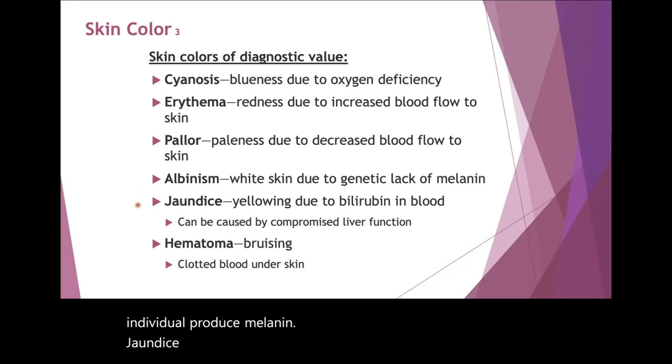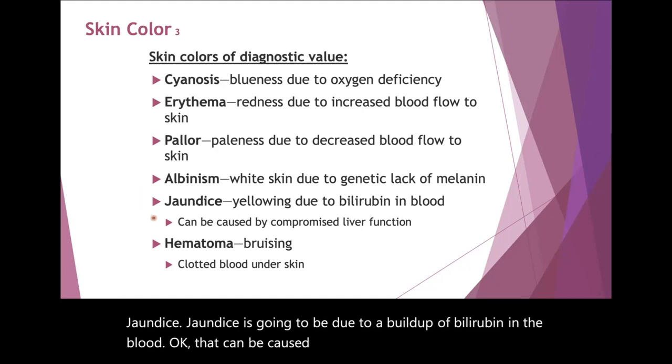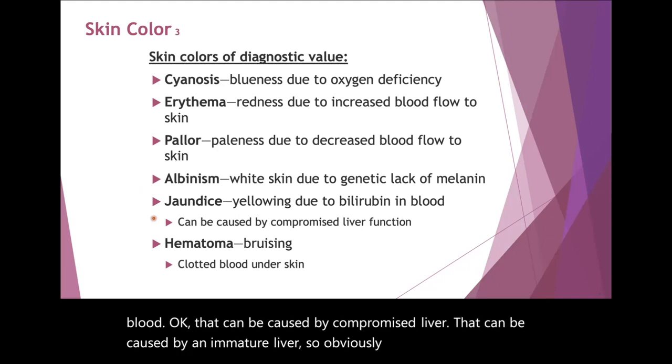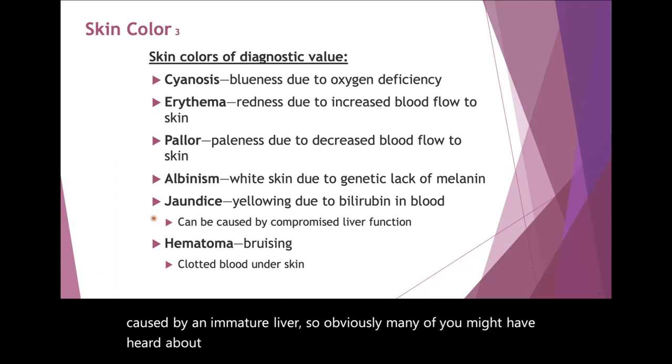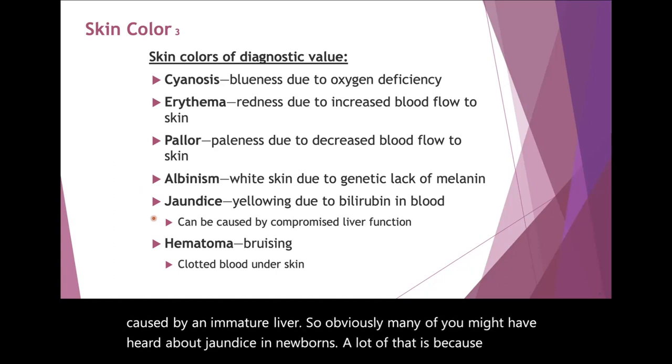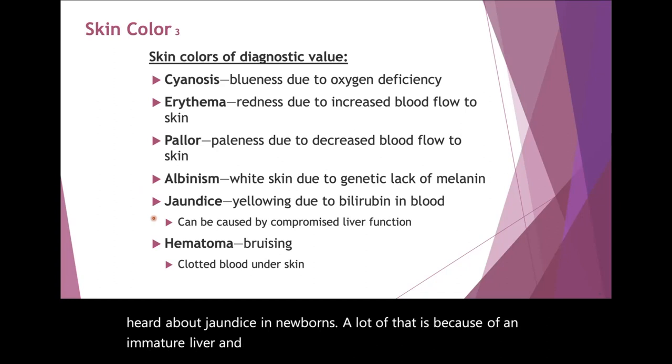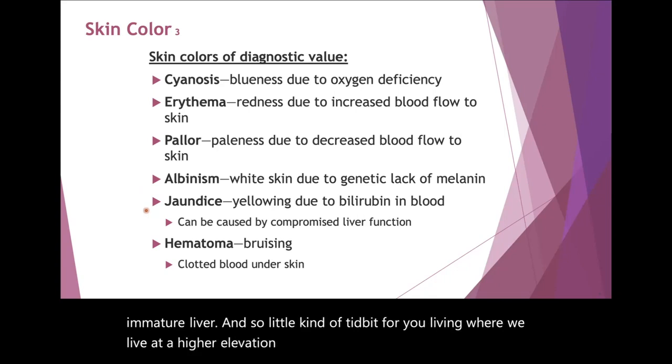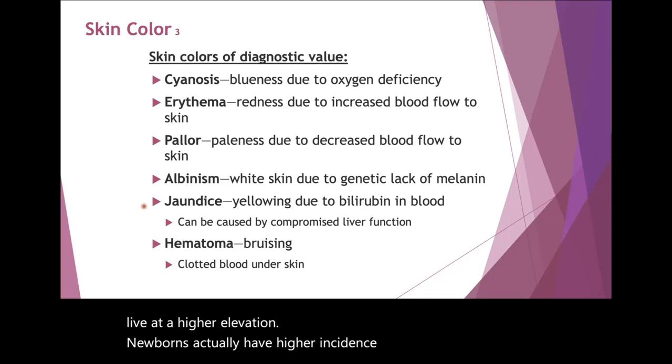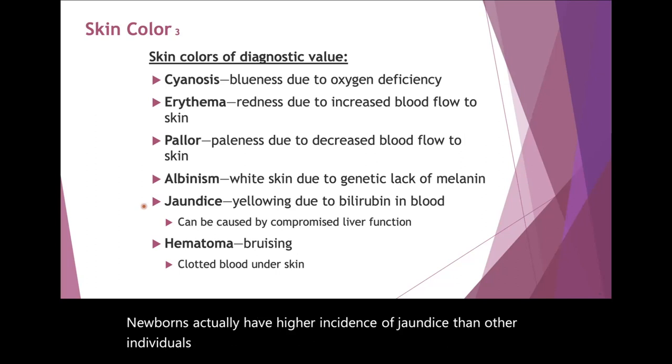Jaundice. Jaundice is going to be due to a buildup of bilirubin in the blood, okay? That can be caused by a compromised liver. That can be caused by an immature liver. So obviously, many of you might have heard about jaundice in newborns. A lot of that is because of an immature liver. And so, little tidbit for you, living where we live at a higher elevation, newborns actually have higher incidence of jaundice than other individuals of lower elevations.